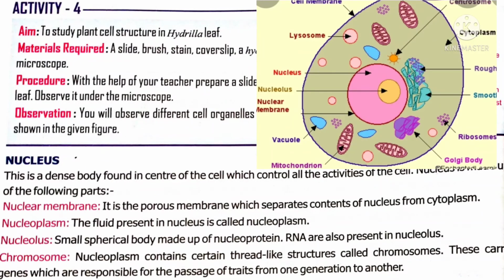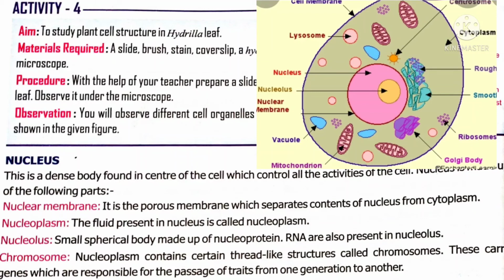An important part of the cell is the nucleus, which is called the dense body, which is found in the center of the cell, and which controls the whole activities of the cell. Nucleus is responsible for cellular reproduction. Nucleus is surrounded by a membrane called nuclear membrane. And it is a porous membrane which separates the contents of the nucleus from the cytoplasm. Then comes nucleoplasm, which is present inside the nucleus. Nucleus is filled with the fluid called nucleoplasm.